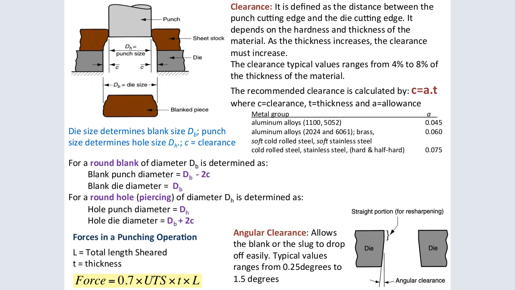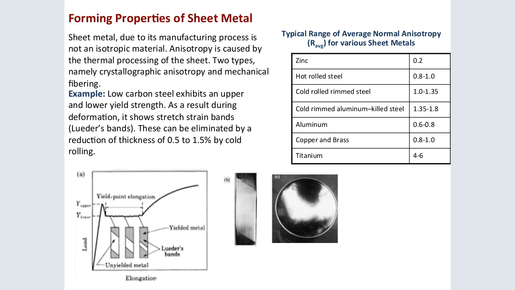So forces in punching operation. If you want to get a force in punching operation, now the same formula that we use the other side is for the shearing. We will use force is 0.7, which is a factor that we said that is normally given, times the tensile stress, times the T, which is the thickness, and L, which is the length.